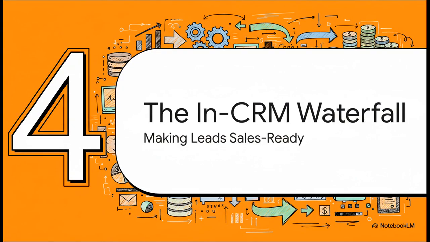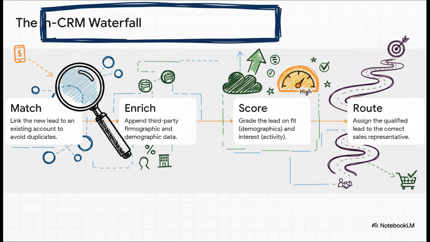So the lead has made it safely into the CRM, but it's still just raw data. Now, a critical, automated process kicks off. We call it the in-CRM waterfall, and its whole job is to get that lead ready for the sales team. This is really the engine room of the whole process.